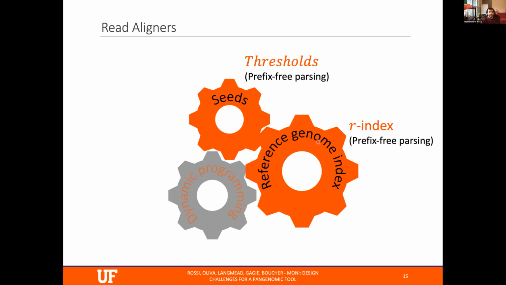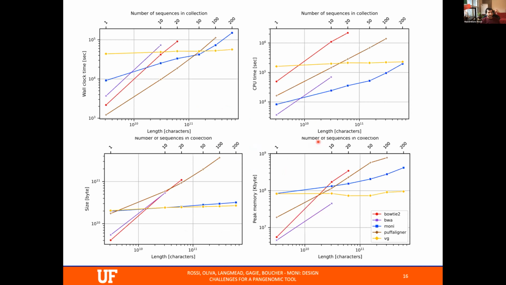But now we have an RIndex and we have the thresholds, and we can find the seeds. So we build this object that we call MONI. And we built it on 1 up to 200 complete human genomes from the 1000 Genomes Project. And we compared it against Bowtie, BWA, Pufferfish, and VG. One thing we should notice is that for building the index for BWA, Bowtie, Pufferfish, and MONI, we use the FASTA file, while for VG we use the VCF file directly. So we didn't compare the same inputs, I would say. The resulting strings are the same, but the format of the input is different.